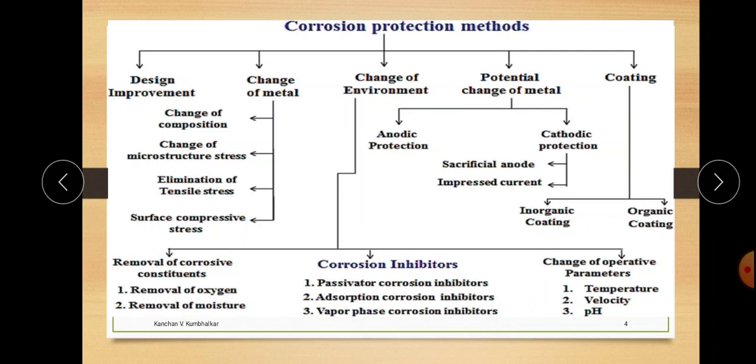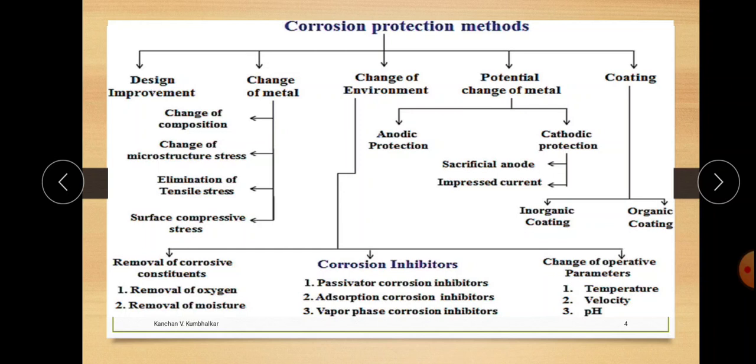And the potential change of a metal, that is anodic protection and cathodic protection. The cathodic protection is further of two types, sacrificial anode and the impressed current cathodic protection. Now, in this lecture, we are dealing with the coating. Coatings are basically of 3 types, or in general 2 types, inorganic coating and organic coating. Inorganic coating may be of 2 types, metallic and non-metallic.